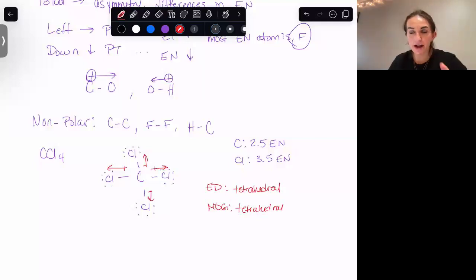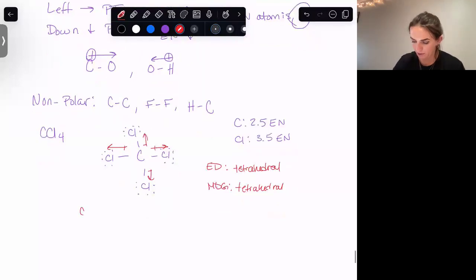Since we have the same element in all of our spots on our central atom, and all of them are polar bonds, they are all going to be equal and opposite in the way that they pull. And so we make it a nonpolar molecule because all of the bonds are symmetrical. So we have a compound here that is nonpolar but has polar bonds.